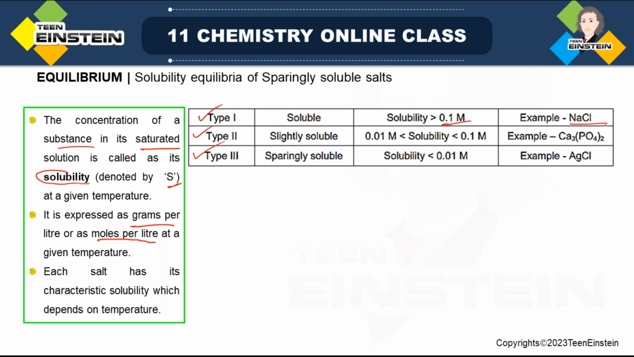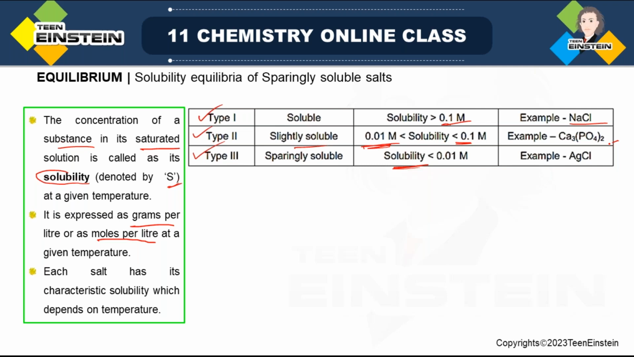Now what about type 2? If the solubility is lesser than 0.1 but greater than 0.01, in this range we call them slightly soluble. And if it is even lesser than this, and there is no limit towards the low side, we call them sparingly soluble, that is, very low solubility. We have 3 different examples under these 3 types. Calcium phosphate is the example for type 2, and AgCl is the example for type 3.